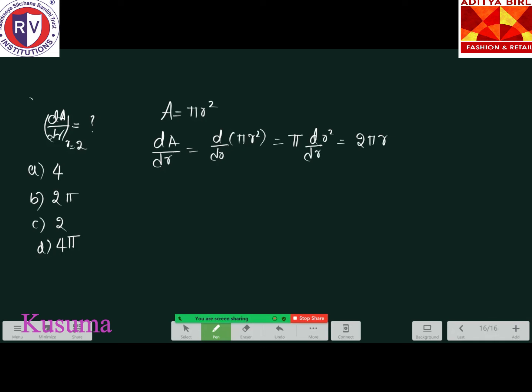We have to find dA by dr at r is equal to 2. So let us substitute r is equal to 2 for dA by dr. That is 2 into pi into 2, which is equal to 4 pi. So this is dA by dr at r is equal to 2. So the answer is option B.